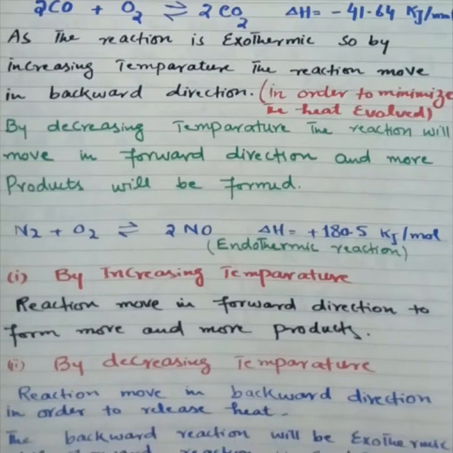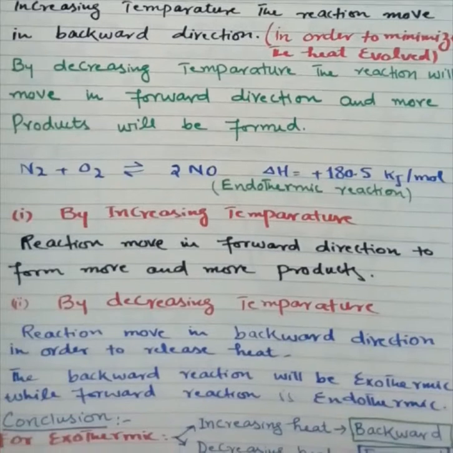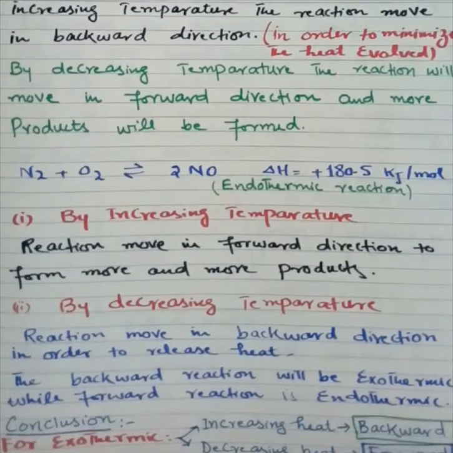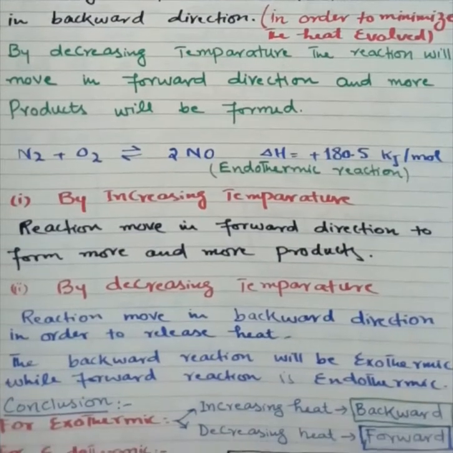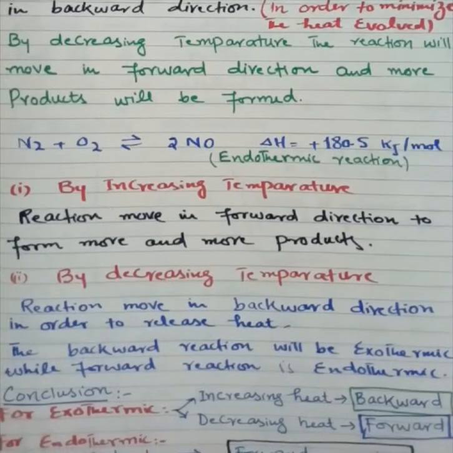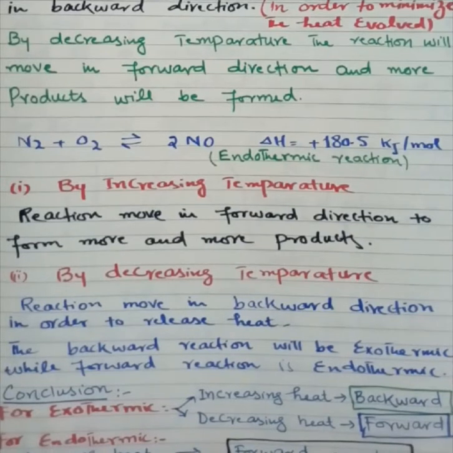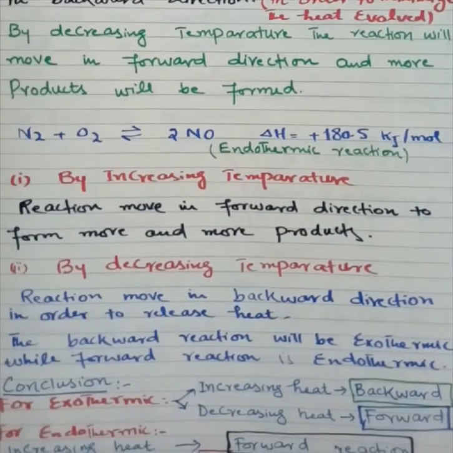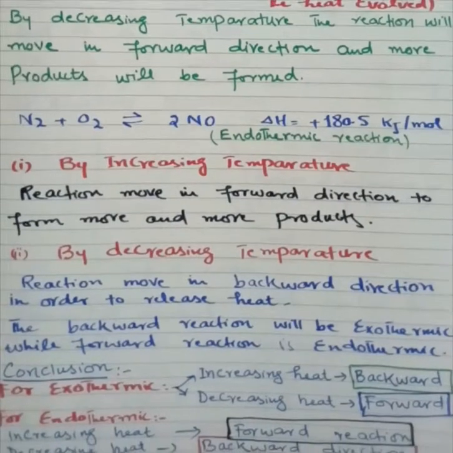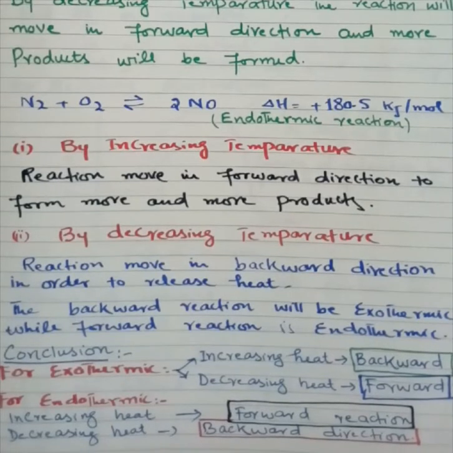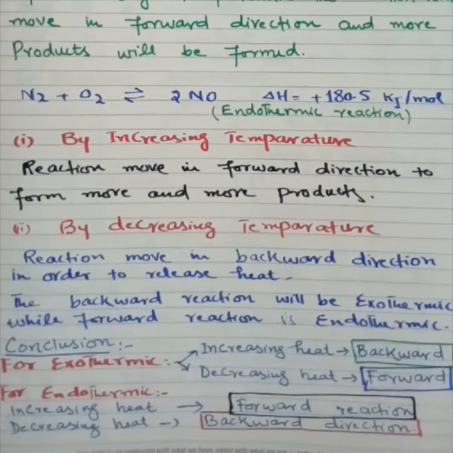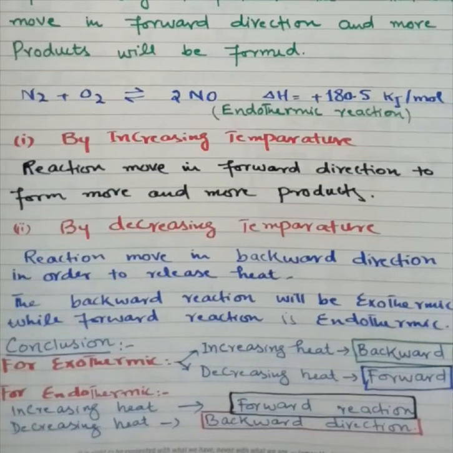Now another example, of an endothermic reaction, is when nitrogen reacts with oxygen to form NO. In this case, the heat of the reaction is positive and it will be favored by increasing the temperature. So by increasing temperature, the reaction will move in the forward direction in order to form more and more nitrogen oxide. When we decrease the temperature, the reaction will move in the backward direction in order to release heat. The opposite reaction will always be exothermic and the forward reaction will always be endothermic. So forward is favored by increasing temperature and backward reaction is favored by decreasing the temperature of the system.